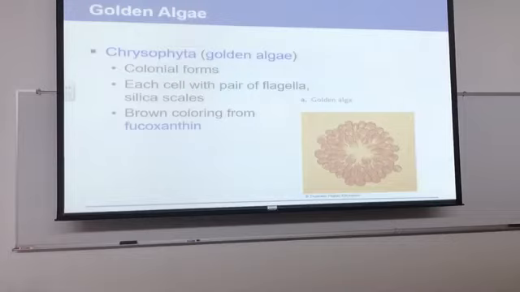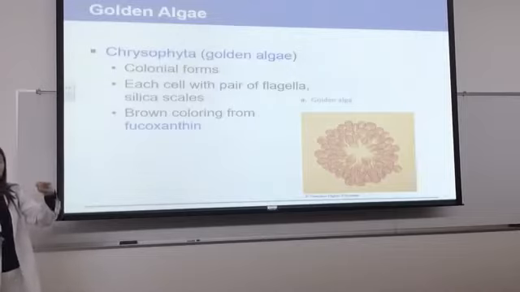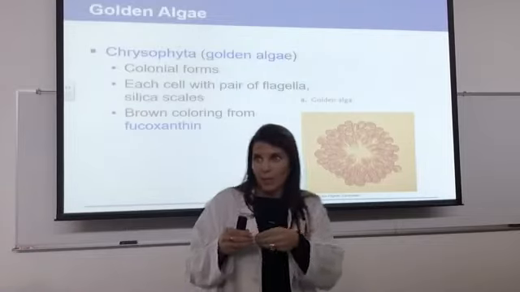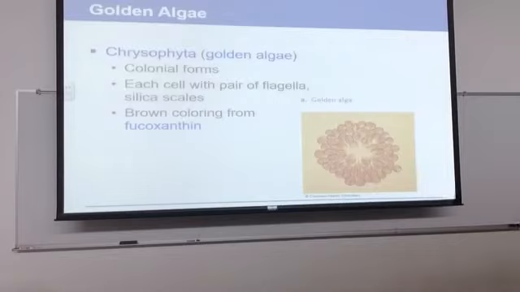Golden algae is called golden algae because it has a golden color. Characteristics. First of all, Chrysophyta, it forms colonies, so it's colonial form. A colony is not one organism, it's a group of multiple individual organisms. A colony is a group of individual organisms. Okay? So a group living together.